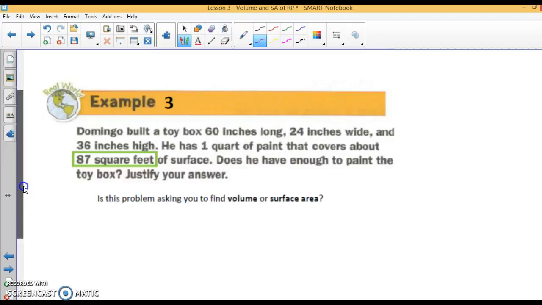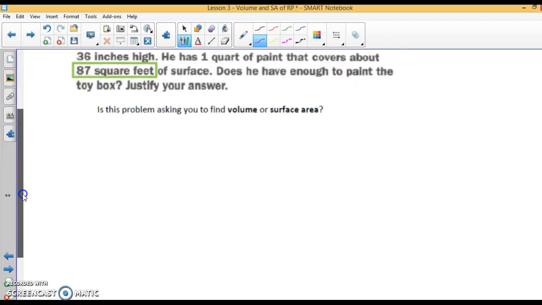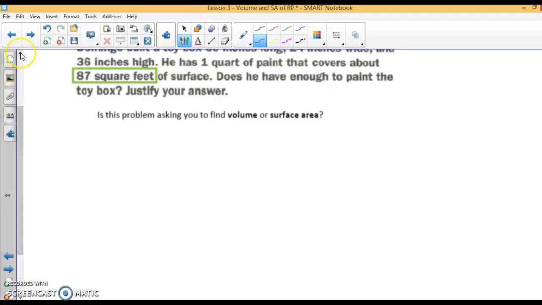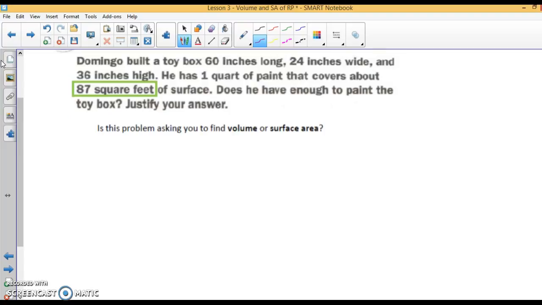Well, think about it first. If I'm painting the outside of the toy box, aren't I covering the surface area? So that's the first thing you need to do. You need to figure out what you're looking for. We're looking for surface area. Now, this is key. The paint covers 87 square feet. So, I would love to have my surface area in square feet.